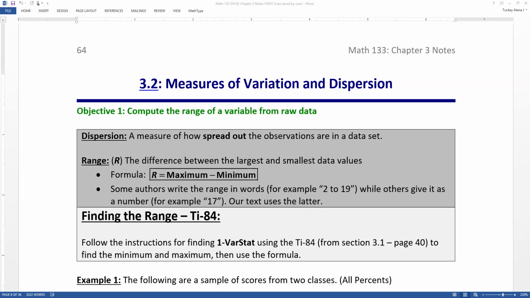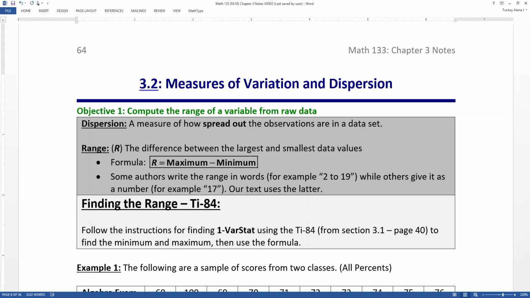Now that we know about the center of a data set, we next want to discuss the variation and dispersion of that data set. Life would be really boring if everybody was always the same and always at the center, right? So we want to talk about what if everybody's not at the center? What if everybody's kind of all over the place? Namely, spread. How spread out is our data set?